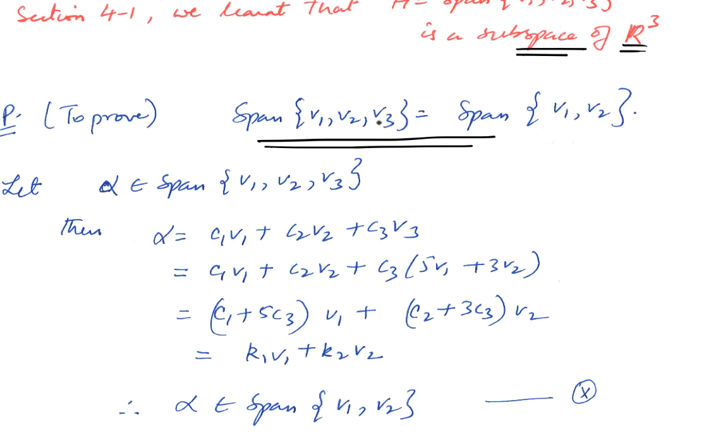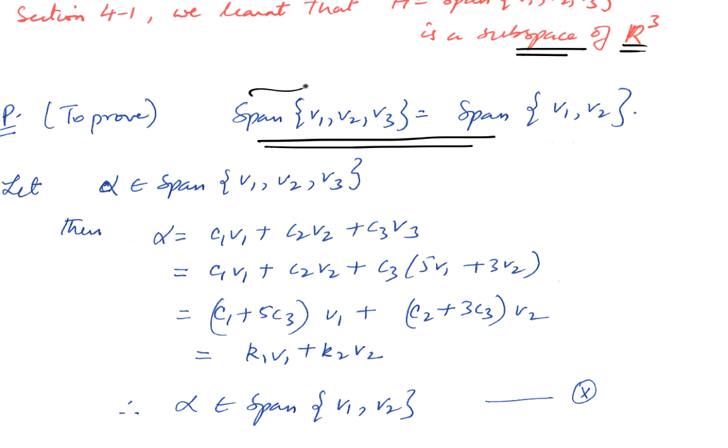That when you remove the vector, which is kind of unnecessary, the span still remains, but it makes the set more efficient and hence becomes a basis set. Okay, so in order to prove that the spanning of these three vectors is the same as the spanning of these two vectors, what you're basically going to prove is something from set theory.